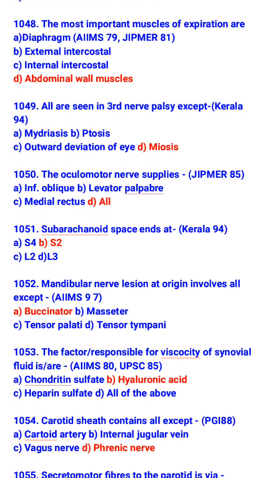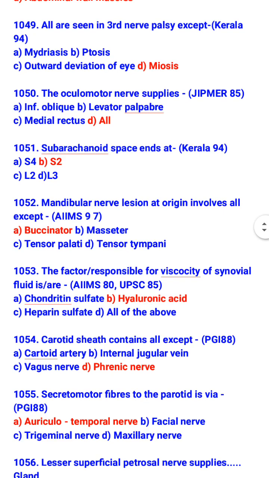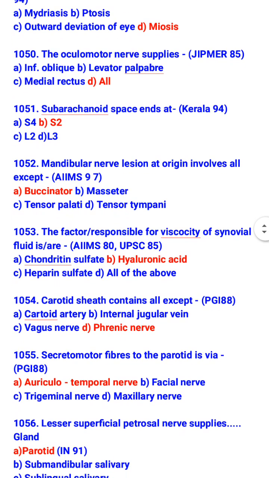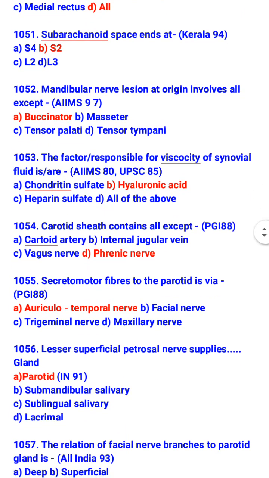Mandibular nerve lesion at origin involves all except buccinator. So mandibular nerve lesion at origin involves masseter, tensor palati, and tensor tympani. The factor responsible for viscosity of synovial fluid is hyaluronic acid. Carotid sheath contains all except phrenic nerve. So carotid sheath contains carotid artery, internal jugular vein, and vagus nerve.